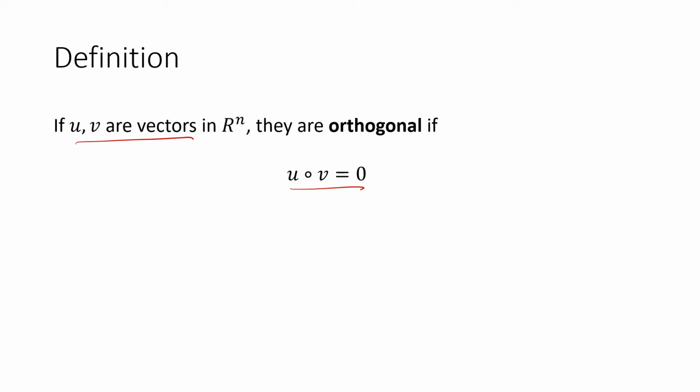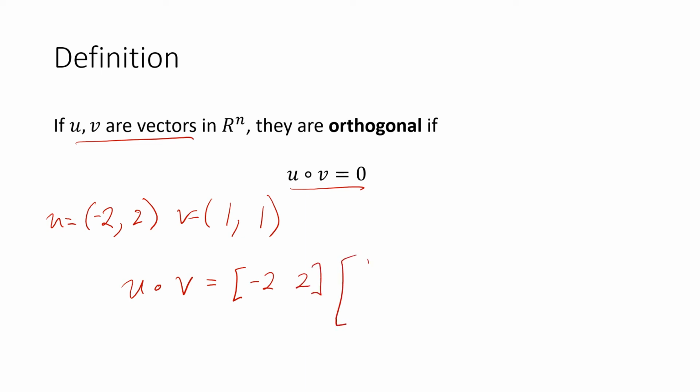So we saw earlier that we worked with the vectors negative 2, 2 and 1, 1, and you can see that those are perpendicular. Take the dot product. So that's u and v. u dot v is equal to negative 2, 2 times 1, 1, which is negative 2 plus 2, which equals 0. Dot products equal to 0 give you perpendicular or orthogonality.